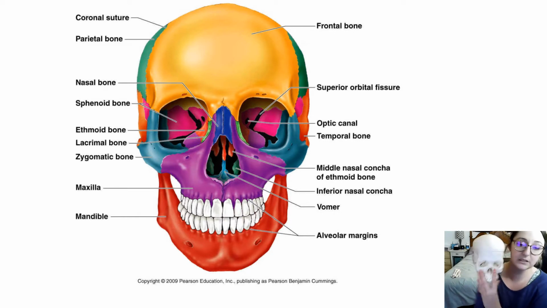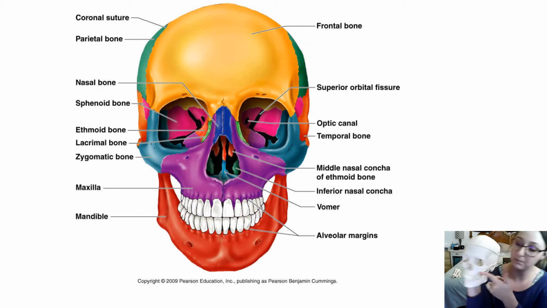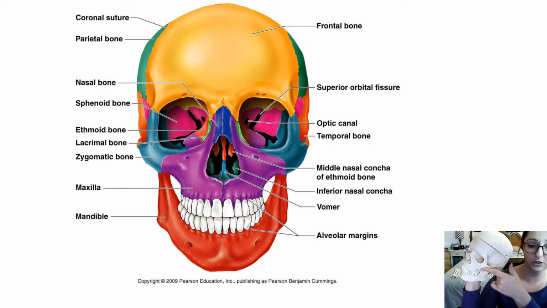The bone that's going to make up the majority of the face is going to be the maxilla. So this is going to make up the side of your nose all the way down to your upper jaw. From there, let's go up to the cheek. So that is the zygomatic bone. It's going to compose this nice little arch right here.